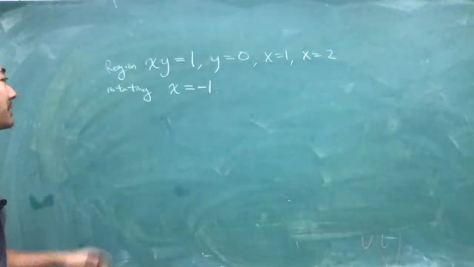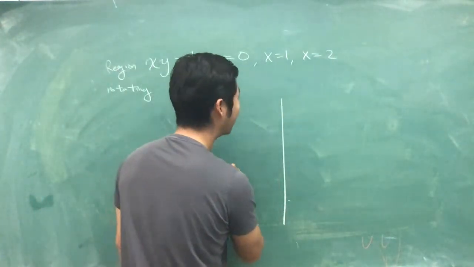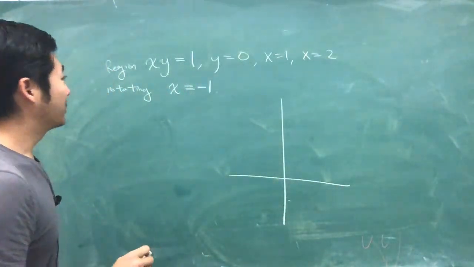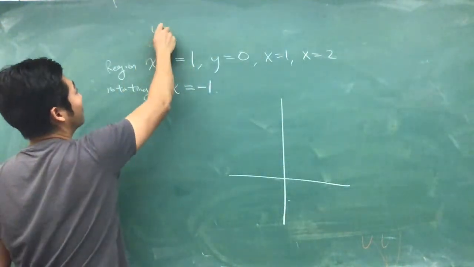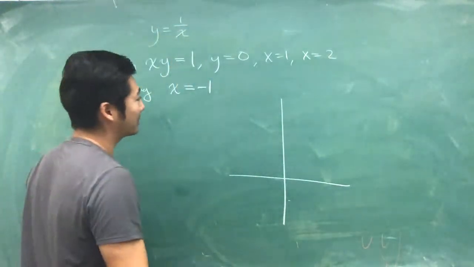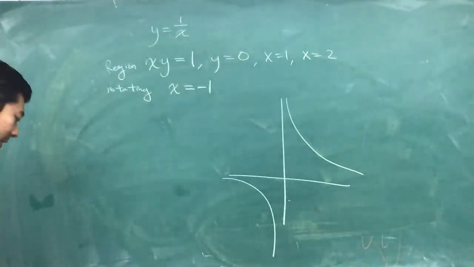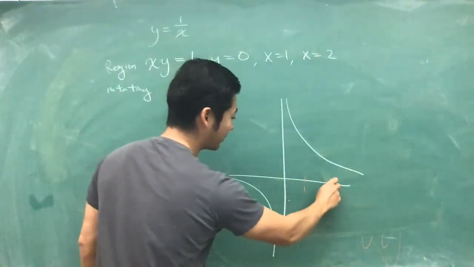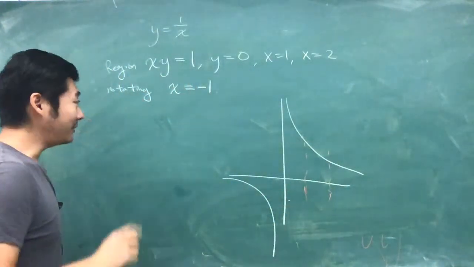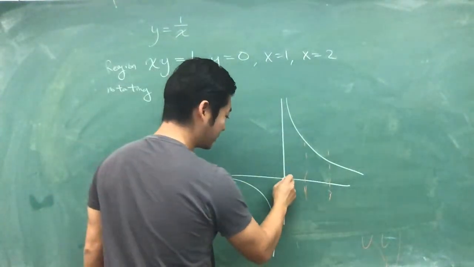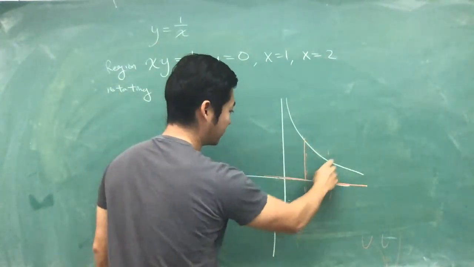Anyways, this is a type that I think we haven't really done before, or at least I haven't. So first we need to sketch the graph. The graph of xy equals 1, you can solve for x or y. So let's solve for y. It's going to be 1 over x. So it's here and here. And then your other bounds are x equals 1 and 2. And then y equals 0. So y equals 0 is the x-axis. So it looks like it's this region.